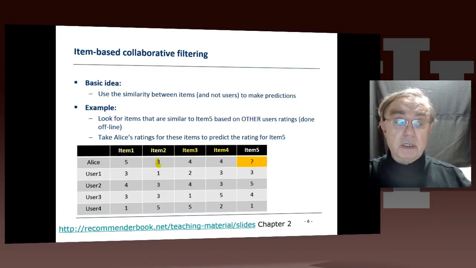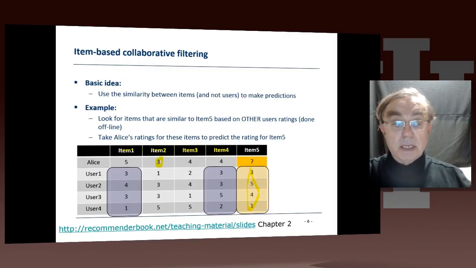Maybe she's not so keen on item 2. And of course, user 4 hates item 1. But these users are only here not because we're going to find users near Alice. We're going to find items which are near. We're going to look at item 5 and find out, based on its rankings here, whether these rankings can suggest that item 5 is near one of the items that Alice has purchased, and then we might want to recommend it to Alice.